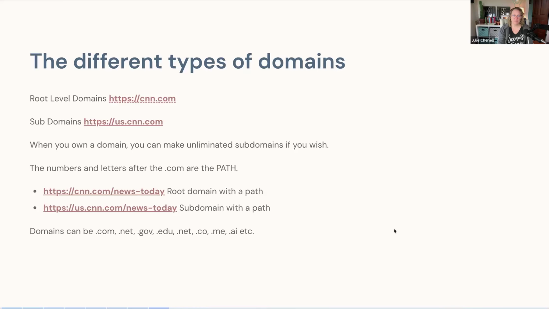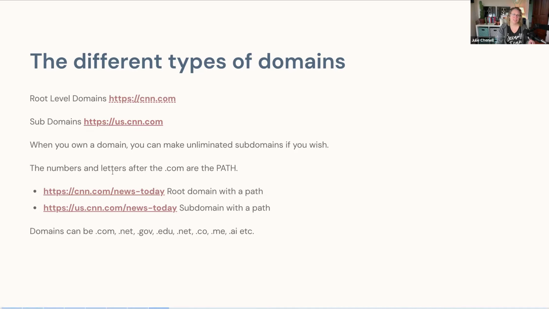Let's talk a little bit about the different types of domains. There are root level domains. These are your basic domains that everyone knows, right? Like CNN.com. Then there's something called subdomains, and subdomains have a couple of letters or numbers, a period, and then the root level domain. When you own a domain, you can actually make unlimited subdomains if you wish. So you could do us.cnn.com, you could do world.cnn.com, you could do finance.cnn.com, anything you want, okay?